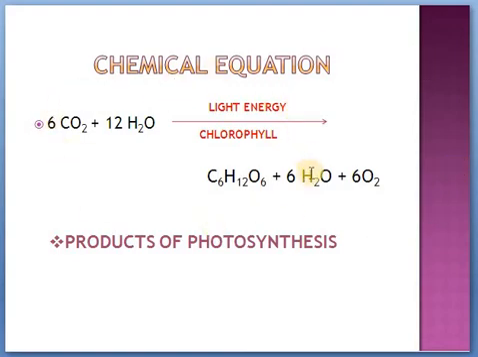Okay, so this is the chemical equation. It's very necessary to learn this. Please learn it. You have to learn it. So totally 6 molecules of carbon dioxide are used up and 12 molecules of water, and the product is 1 molecule of glucose. The chemical formula of glucose is C6H12O6, and then 6 molecules of water are released and 6 molecules of oxygen are released as a byproduct. Okay, now the products of photosynthesis, these 3 are the products of photosynthesis.